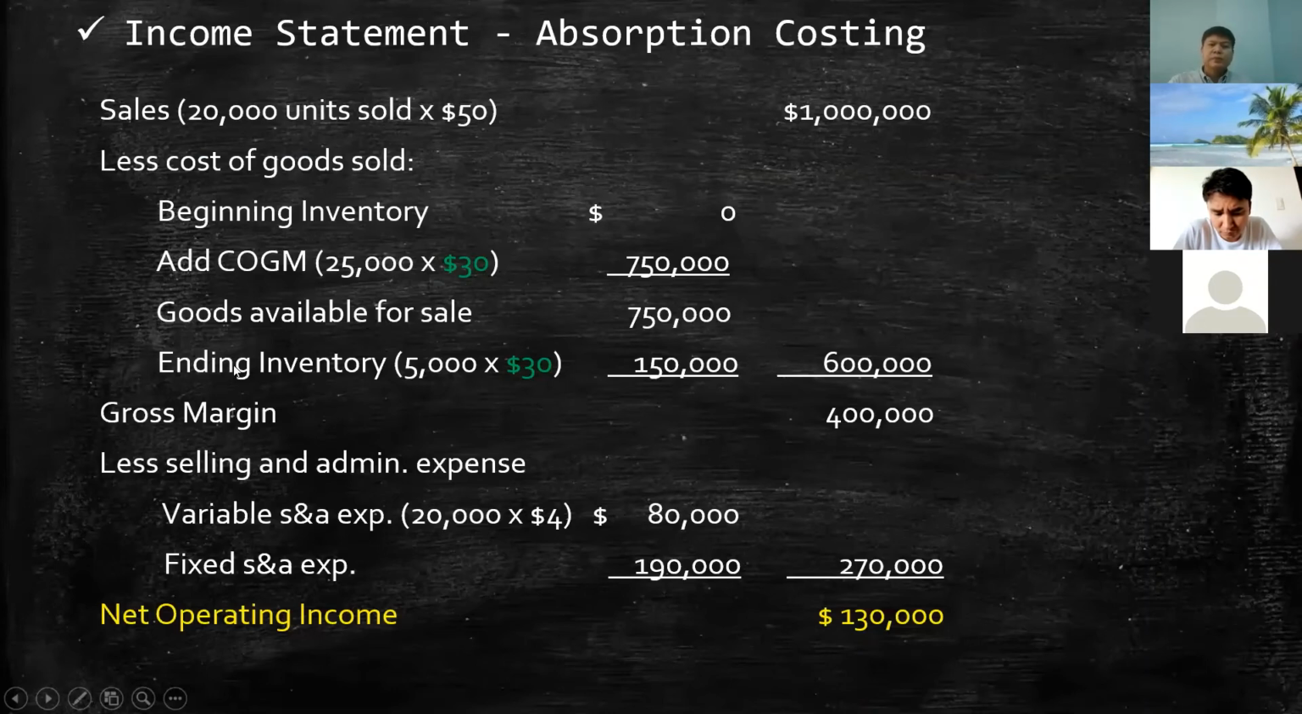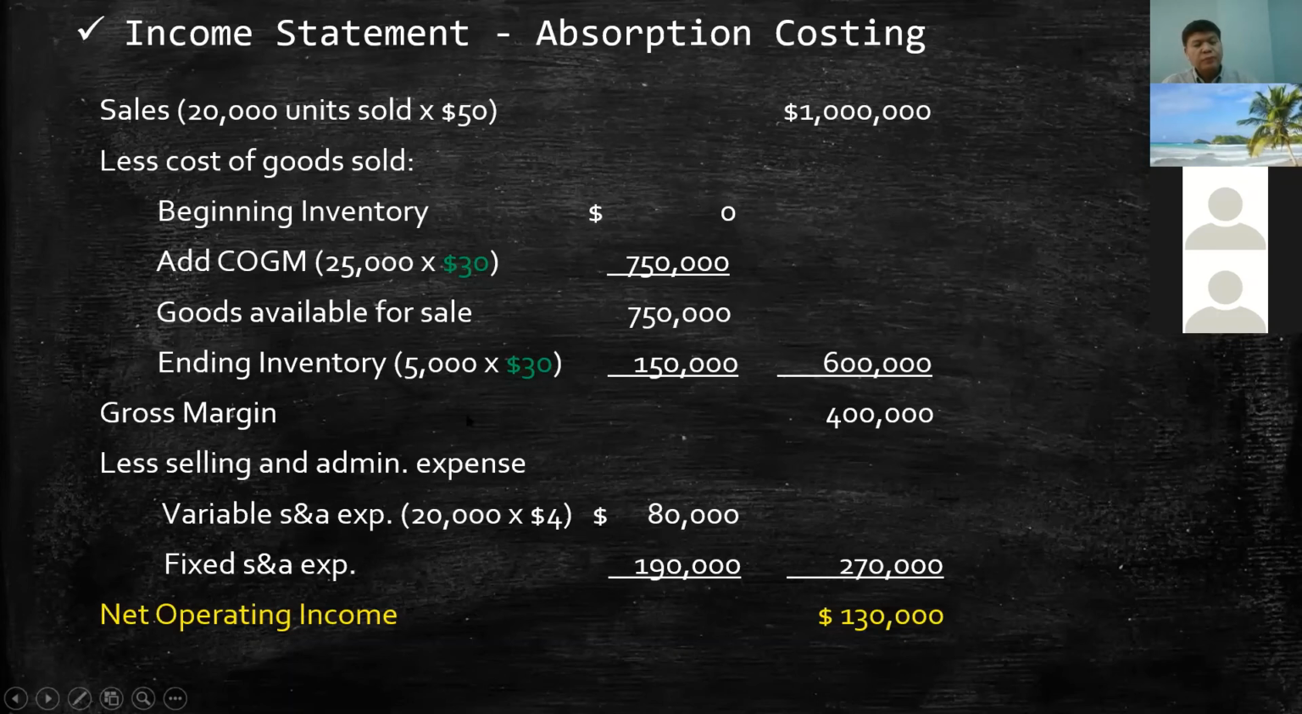We will then be deducting the ending inventory, of course, and it will also use the multiplier of the absorption costing we got a while ago. That is $30. That will be $150,000. Deduct that from the $750,000, we got $600,000. Again, deducting it from the $1 million of sales, we got a gross margin of 400,000. Now we will be deducting the selling and admin expenses. For the variable selling and admin, 20,000 times $4. That will be 80,000. This is also given in the problem. Fixed SNA expense would be 190,000. Add them both, we have 270,000. Deduct that from the gross margin, we will be getting a net operating income of 130,000.